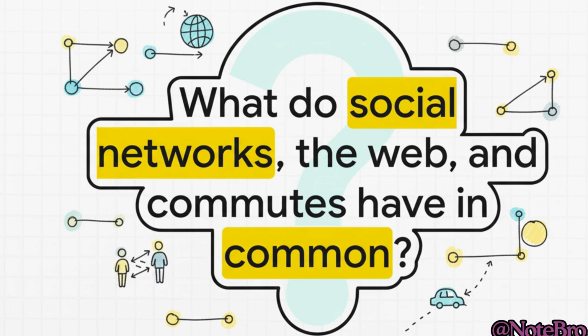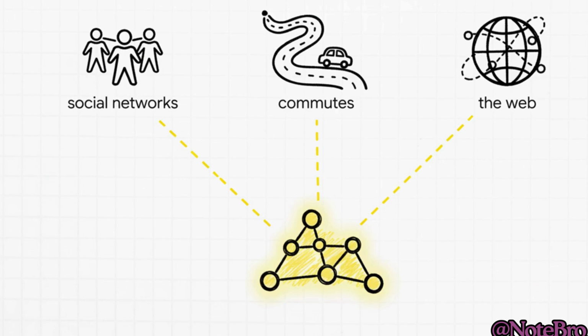Okay, so let me start with a question for you. Think about your friends on social media, the billions of websites out there, or even just the route you take to get to work. I mean, on the surface, they seem like totally different things, right? But what if I told you they all share the exact same fundamental structure? Well, it's true. The answer is that they can all be mapped out and understood using this one surprisingly simple idea. It's this concept that secretly organizes everything from our social lives to global logistics, and it's called a graph.